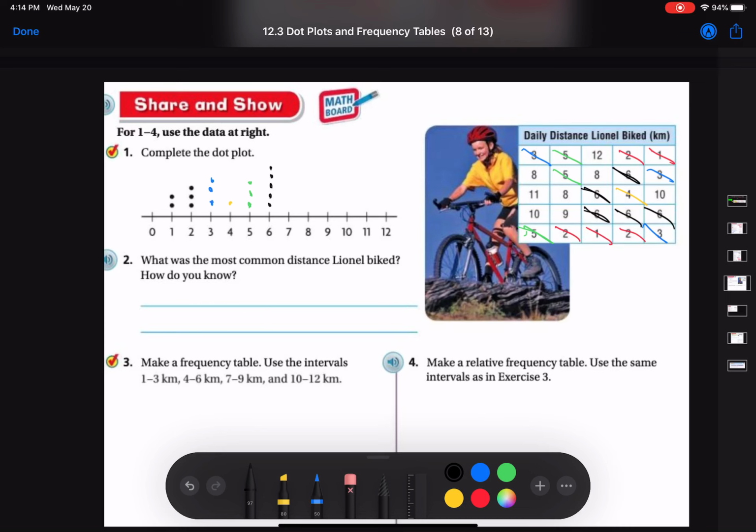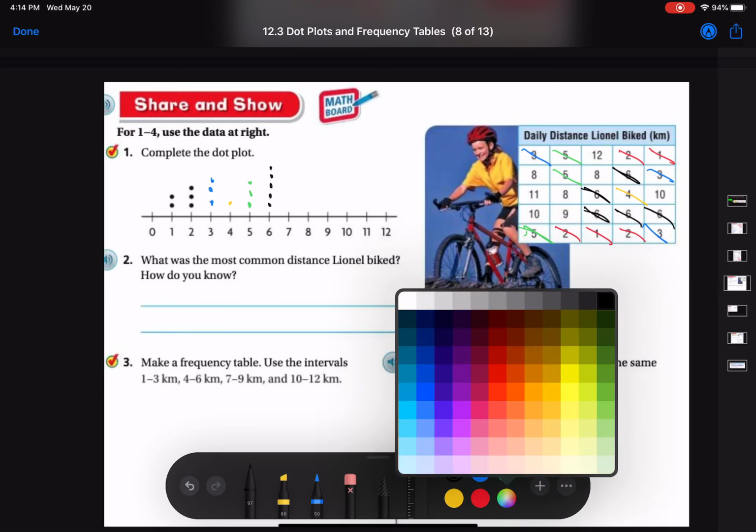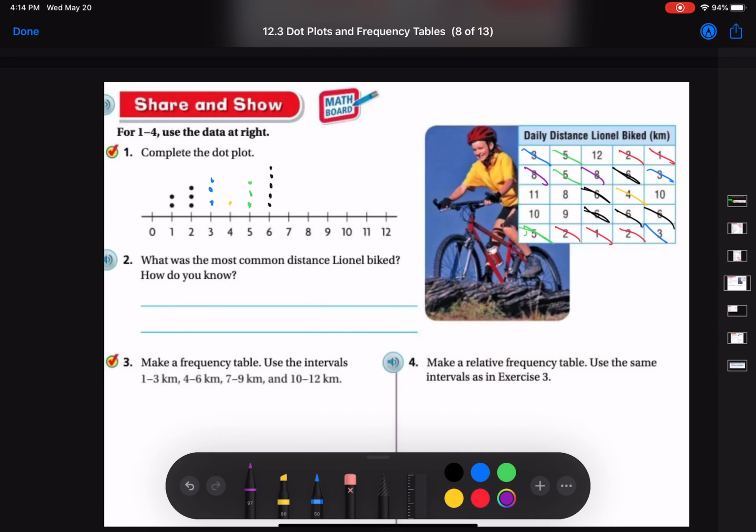Okay. 7. Nope. Need a different color. So we're going to go with purple. 8. Yep. 1, 2, 3. So you're going to put 3 dots above 8. Okay, what do we have left? We have a 12. We have 11, 10, 9, and another 10. So there's just 5 left. So there's a 9. Okay, and then how many 10s? 2. Okay, and then there's an 11, and then there's a 12. So you've completed the dot plot.